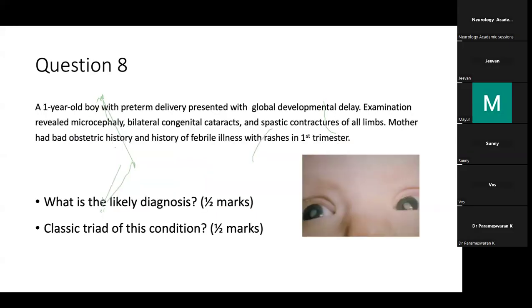A 1-year-old boy with preterm delivery presented with global developmental delay, congenital cataracts, and spastic contractures of all limbs. Mother had a bad obstetric history and a history of febrile illness with rashes in her first trimester. The likely diagnosis and the classic triad of this condition. Image of the eyes has been shown.